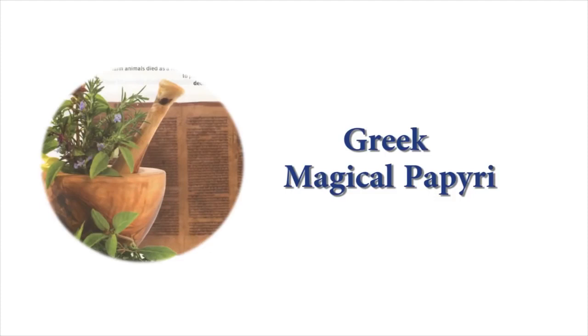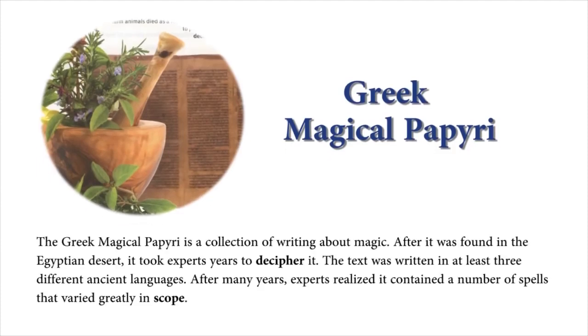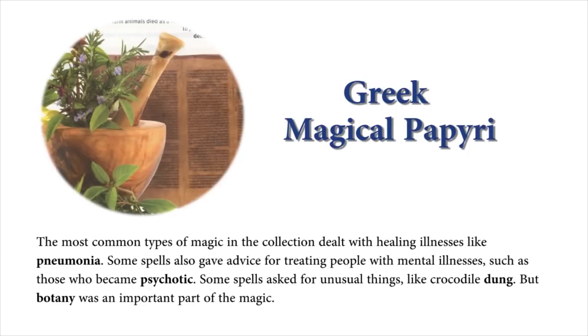Greek Magical Papyri. The Greek Magical Papyri is a collection of writing about magic. After it was found in the Egyptian desert, it took experts years to decipher it. The text was written in at least 3 different ancient languages. After many years, experts realized it contained a number of spells that varied greatly in scope. The most common types of magic in the collection dealt with healing illnesses like pneumonia.